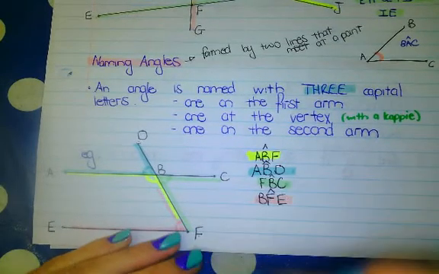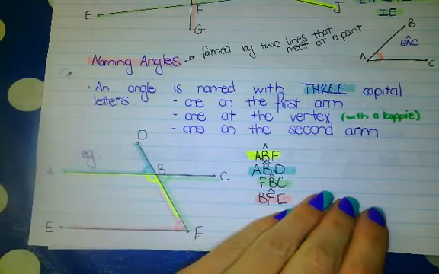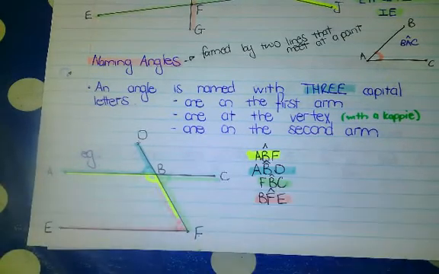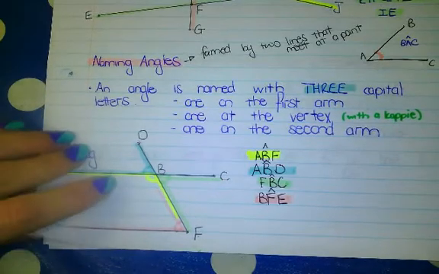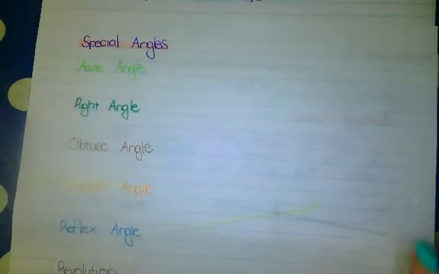Okay, and that's it for naming angles and lines. We're going to have a quick look at special angles. You should definitely know your special angles from last year. I know my class definitely did. So let's have a look at our special angles. Starting with an acute angle. I know you're all busy shouting at your screen. You know what it is.